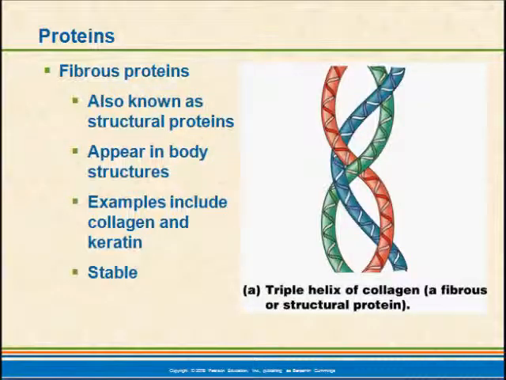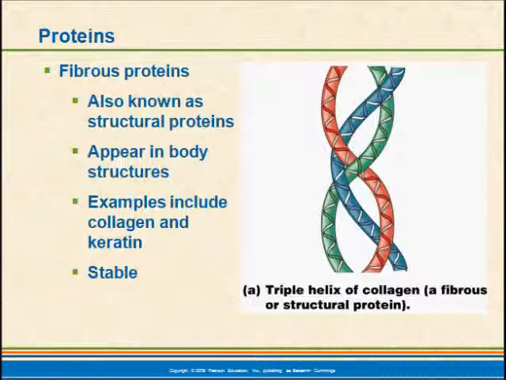Fibrous proteins, like we said, structural proteins, appear in body structure. Examples include collagen and keratin. They are very stable. In fact, this is the stuff, if you barbecue ribs, you have to cook it low and slow for an extended period of time because there's a lot of connective tissue in there. That connective tissue has to break down, and it takes a long time to do so.